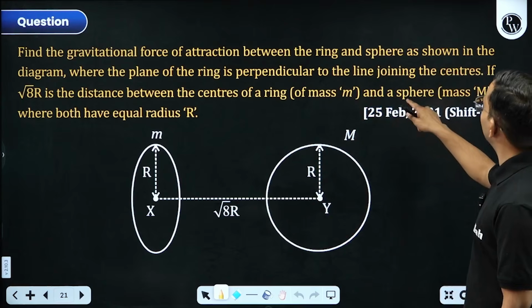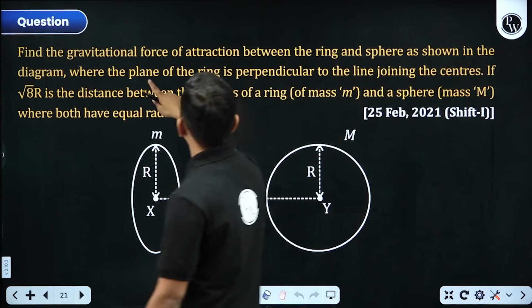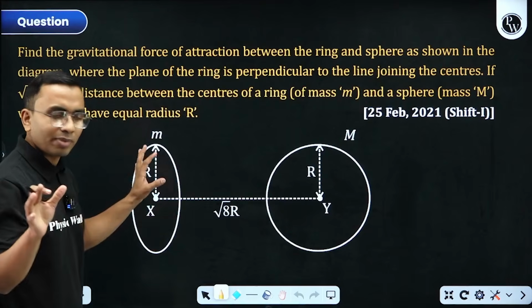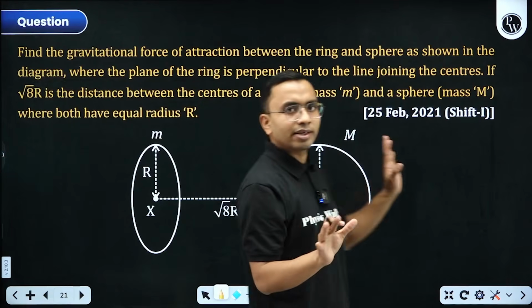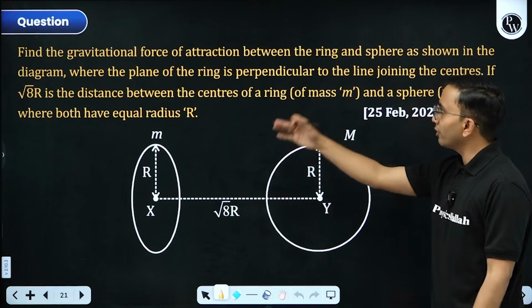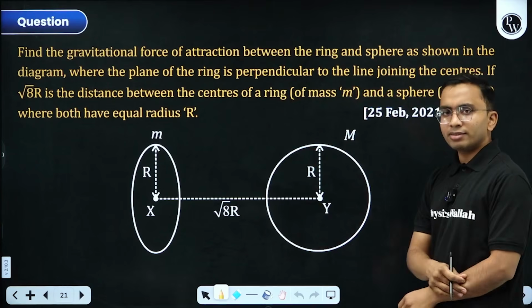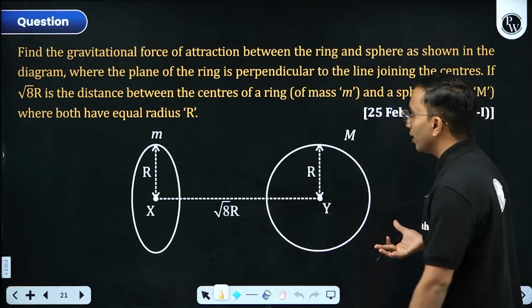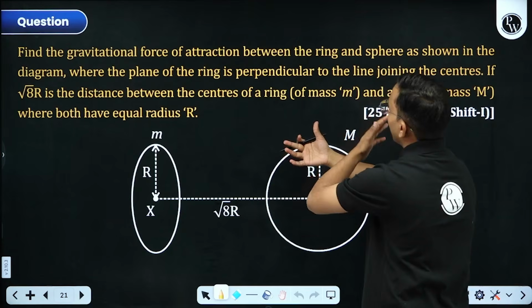What is asked here? Find the gravitational force. Okay, gravitational force I need to find here. So just by seeing the diagram, I can understand the question. I need not even read everything. Reading is good, you should, there may be something else asked, but here I can quickly see, okay, I got it.